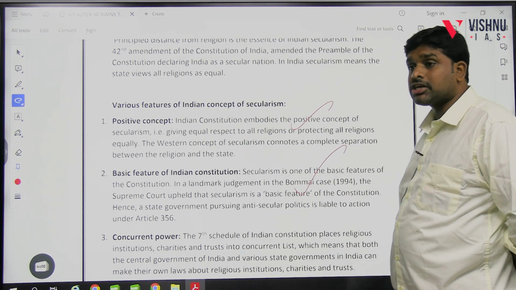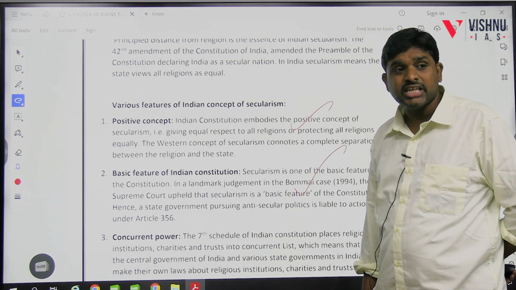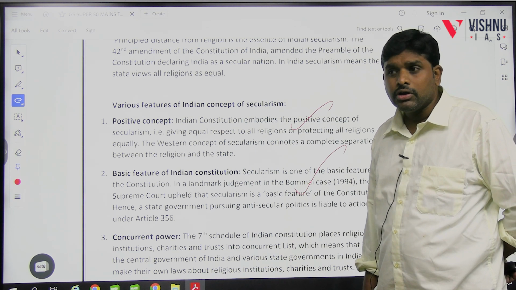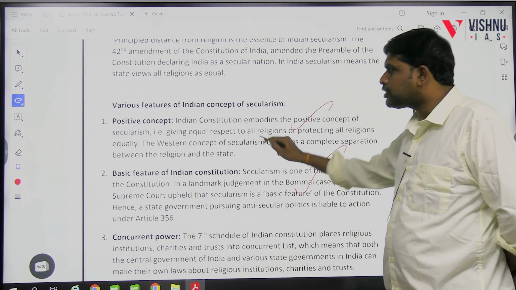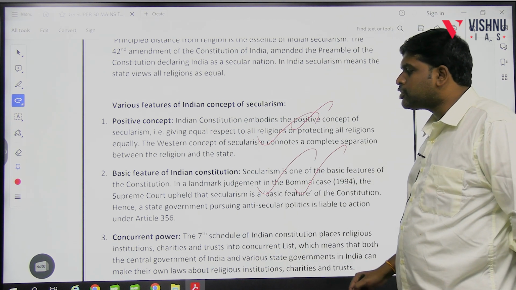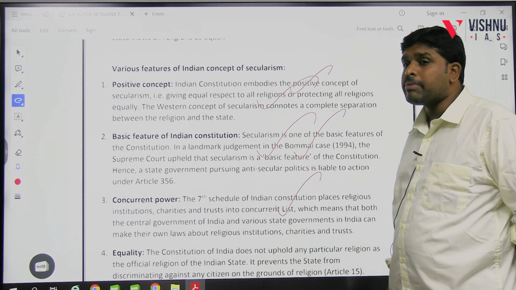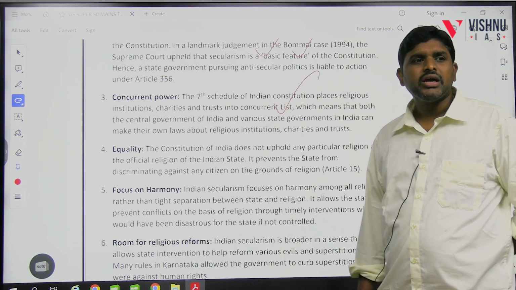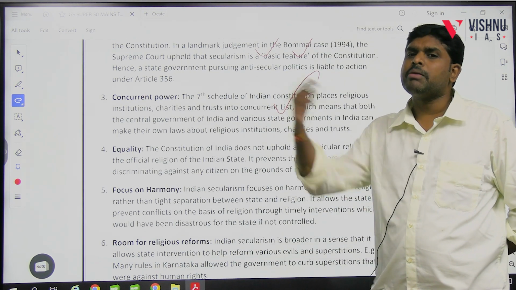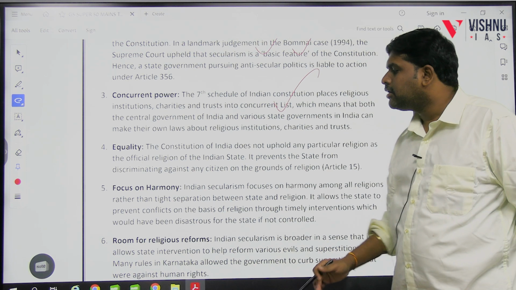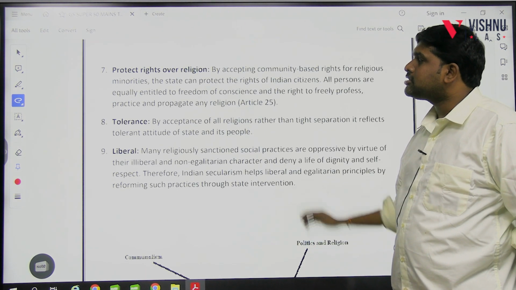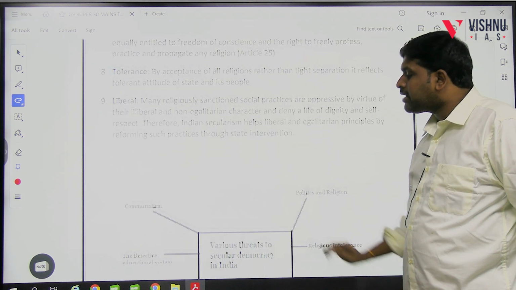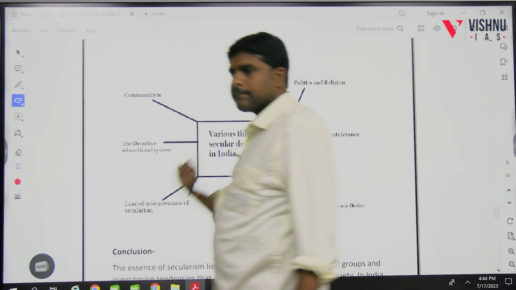It is a part of the basic structure. In the S.R. Bommai case of 1994, the Supreme Court of India said secularism is a basic feature of the Indian Constitution, a positive concept. In the concurrent list, religion is present, whereby both the Centre and the state can make laws. Liberal, tolerant, protecting rights over religion, but there are some threats.